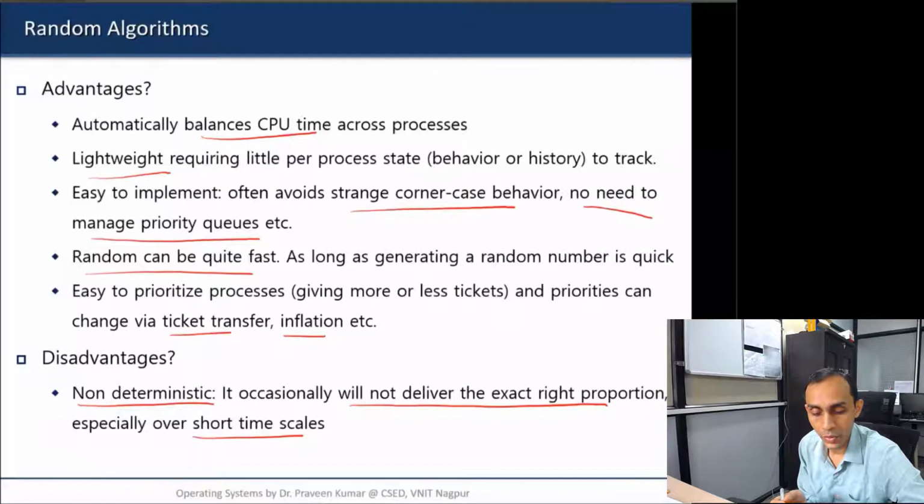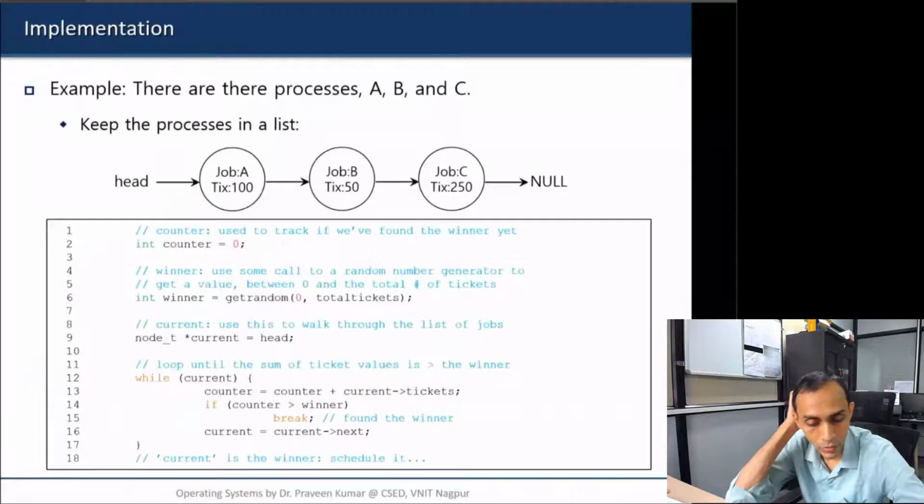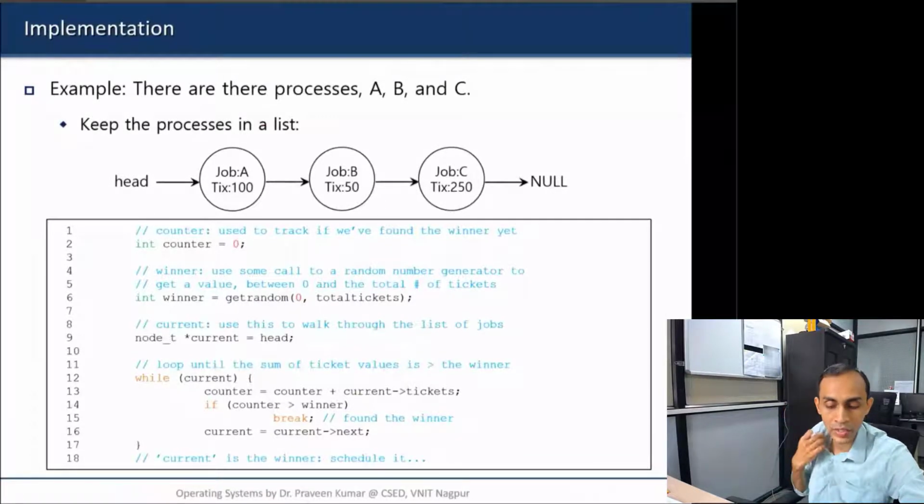Okay, so implementing this random scheduling lottery mechanism is also very easy. You may need nothing more than a simple list. You can keep each job in the list, a node for each job. Let us say job A had 600 tickets, job B had 50 tickets, job C had 250 tickets.